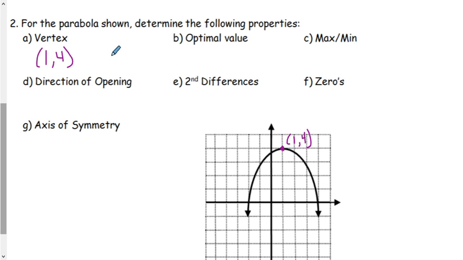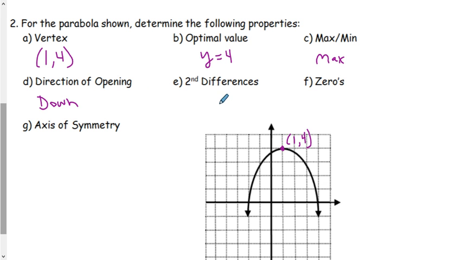Our optimal value, that's our y-coordinate of our vertex. In this case, it's a 4. So we're going to say y equals 4 is our optimal value. If we're doing like an optimal problem, then that will be useful for us. Is it a max or a min? Well, it goes up, up, up, up, up, up to a maximum and then comes back down. So this is going to be a maximum. There is no minimum. It keeps going down, down, down, down, down, down forever. Direction of opening is down. It's a frowny face. It's got a direction of opening that's down.